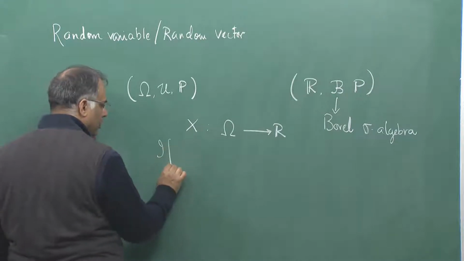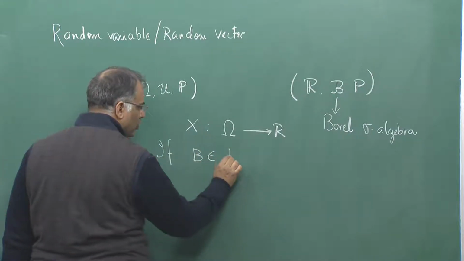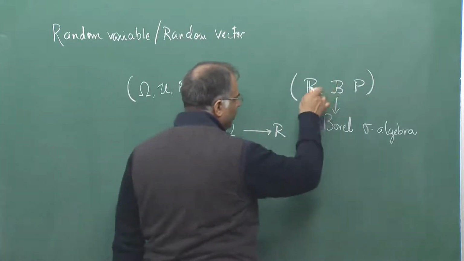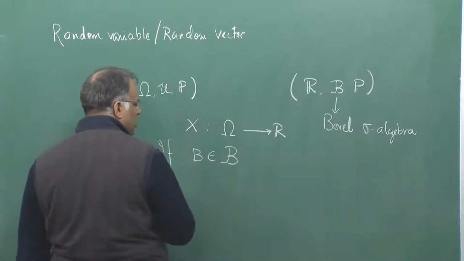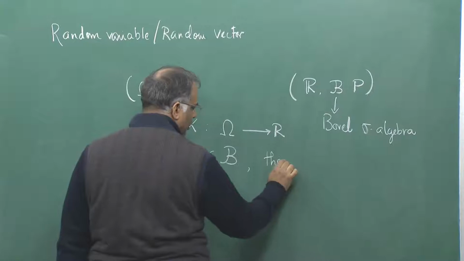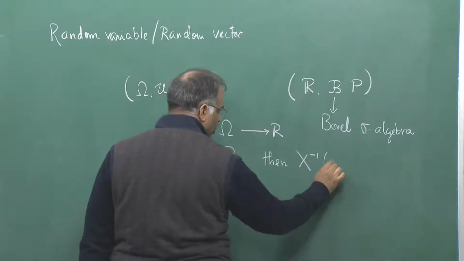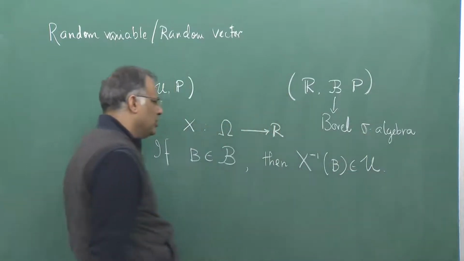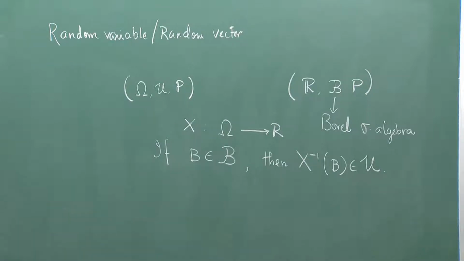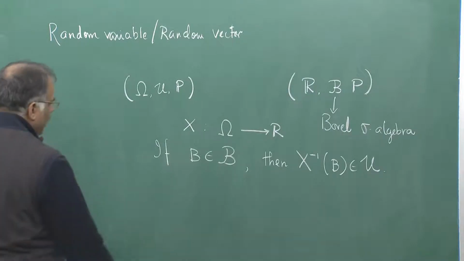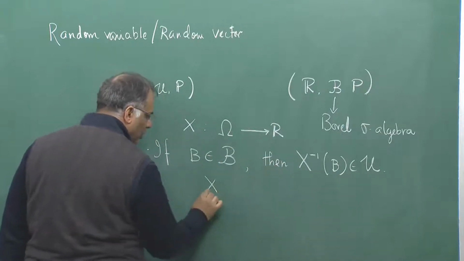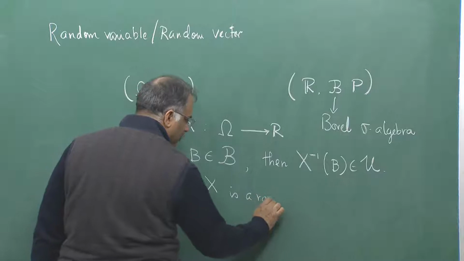If you take any B which belongs to the script B, the Borel sigma algebra, this is not the standard B, this is the script B, then the inverse image of the set B must belong to the sigma algebra U. In this case X is called U measurable or just measurable. So, this property has to hold. If you can define a function for which this property holds, then we call X a random variable.